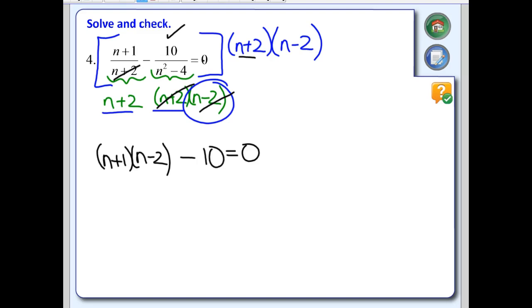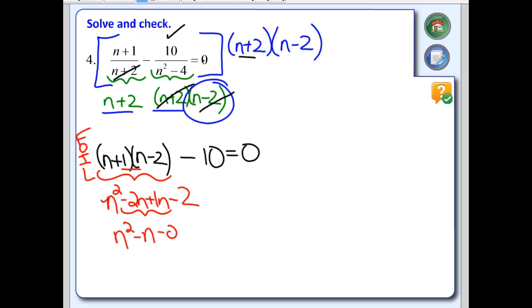Now, when I have a binomial times a binomial, what do you think I'm going to have to do? That's right, I'm going to have to FOIL that. So if we FOIL this, remember FOIL means first: n times n is n squared. Outside is n times negative 2, which is negative 2n. Inside is 1n, and last is negative 2. We're going to take the middle and combine like terms. So I've got n squared minus n minus 2 minus 10 equals 0.